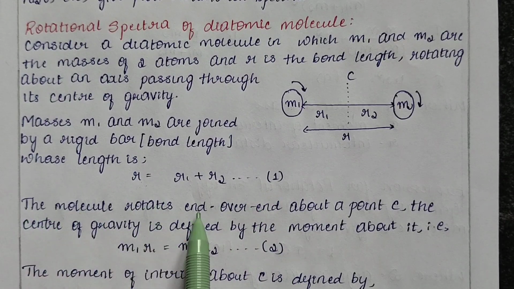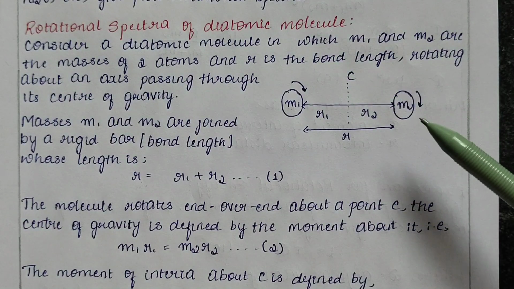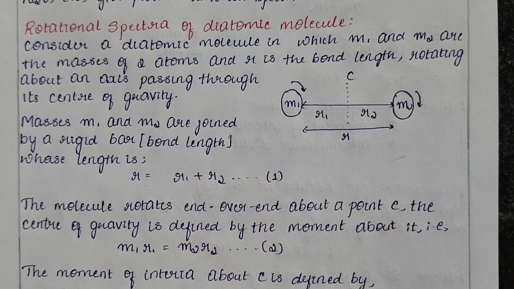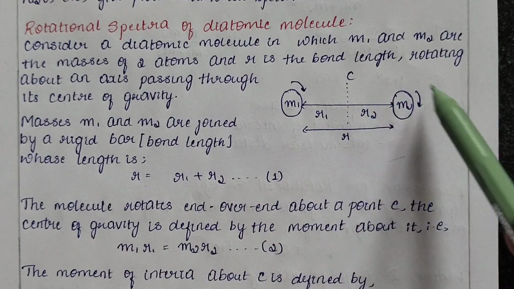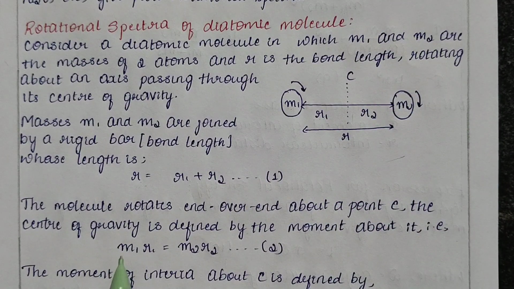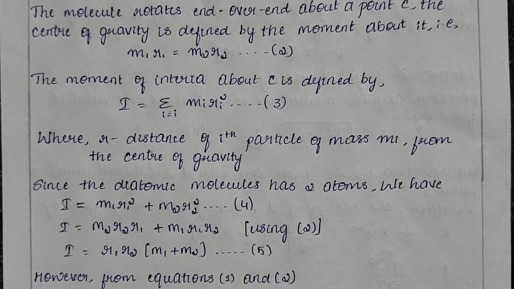The molecule rotates end over end about the point C. So the molecules are rotating with respect to the center of gravity in an end-to-end motion. The center of gravity is defined by the moment about it, which is given by m1 r1 equal to m2 r2. Let us consider this as equation number 2. Now, if we consider the moment of inertia about C, as we know, moment of inertia is represented by I, and it is the measure of a body's resistance to rotational motion about a given axis.